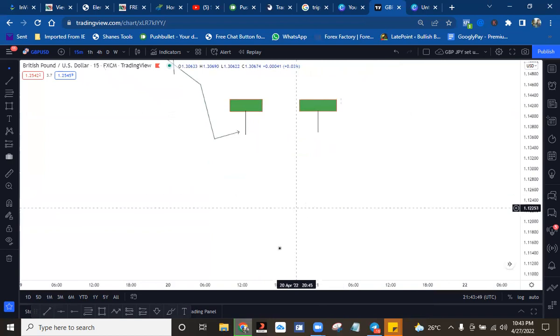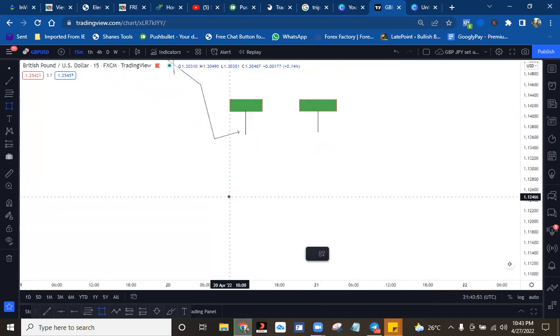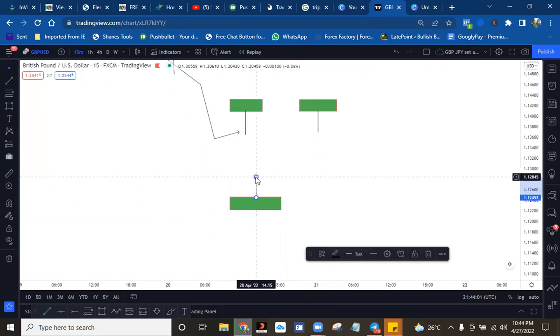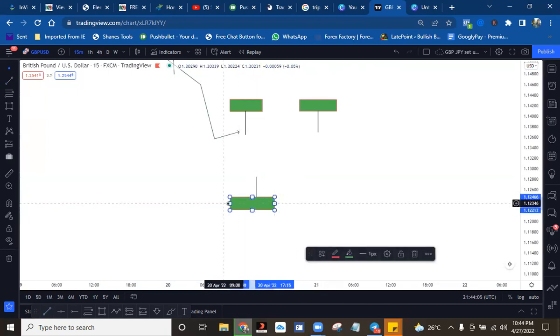So we have what we call another pattern, the inverted hammer. The inverted hammer is the opposite of the normal hammer, just that this one is upside down.